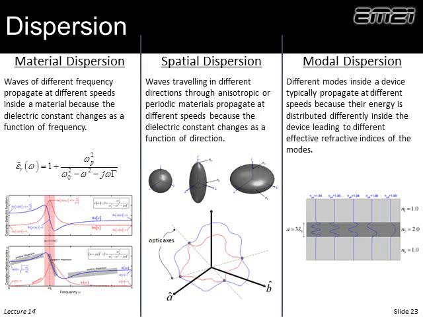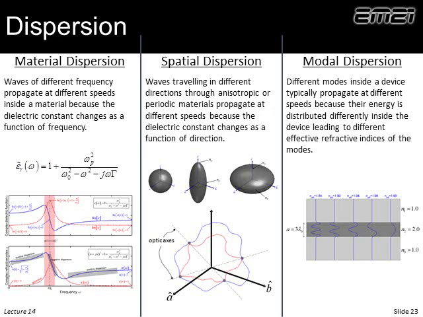We also have the spatial dispersion. This is where we were talking about index ellipsoids, Brillouin zones. Depending on the direction a wave is traveling, it sees a different average refractive index or different effective dielectric constant, depending on direction. So that's dispersion based on direction. We also have modal dispersion. Like in a waveguide, we can calculate different modes. Each mode has a different effective refractive index. So each mode travels at a different speed.